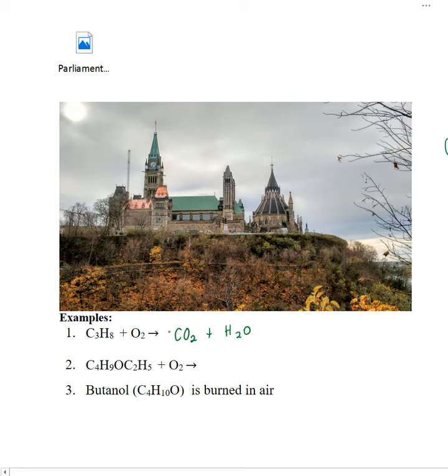We're going to balance the carbon first, and then the hydrogen. So there are 8 hydrogens, so I'm going to put a 4 on this side. And then I'm going to look at the oxygens last. So I'm going to tally up the oxygens on the right hand side. So I have 6 plus 4 for a total of 10. Therefore I need a 5 in front of the oxygen.